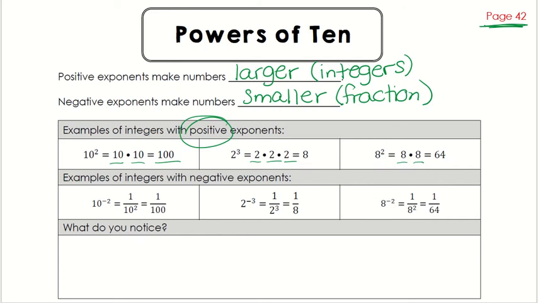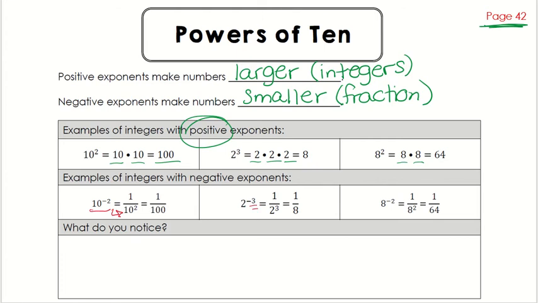Now in the next example, 10 to the negative 2. What we do is we bring that negative 2 down to the denominator with the 10, and it becomes positive. So this is what I meant by it's going to make it a fraction. So now we have 1 over 10 squared, which equals 1 over 100. Fraction, again, is a smaller number.